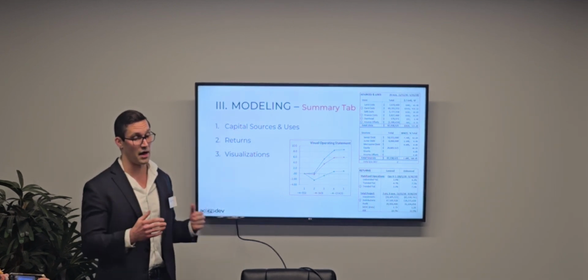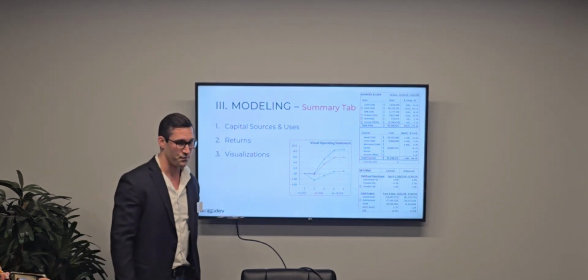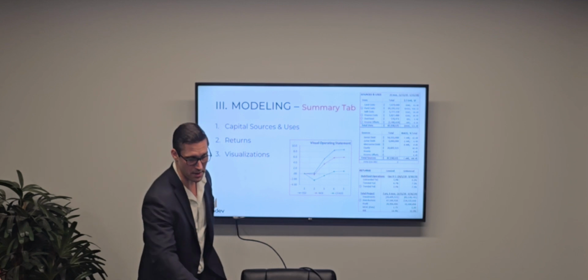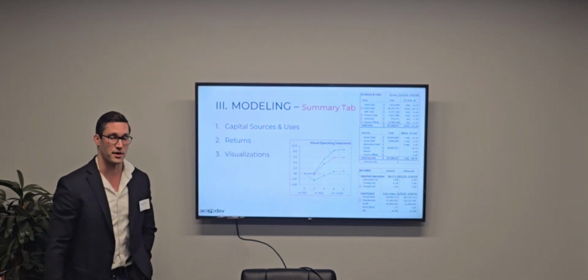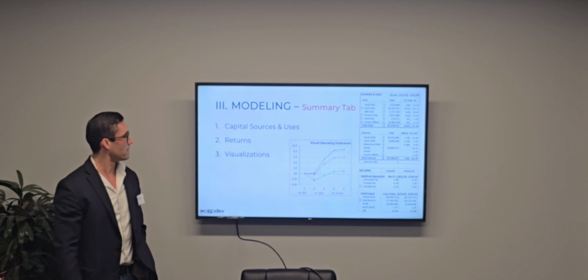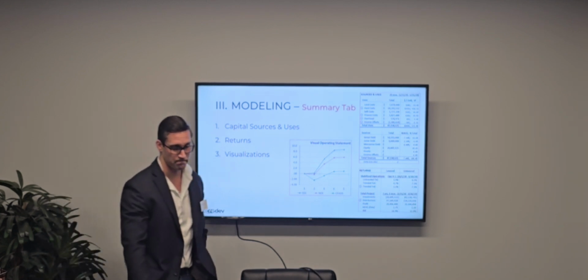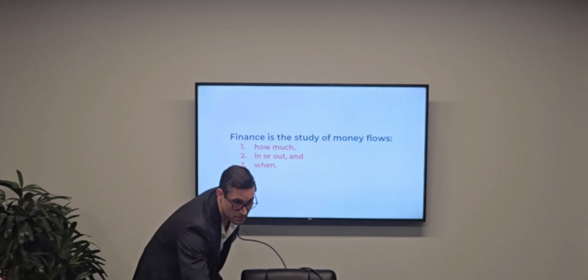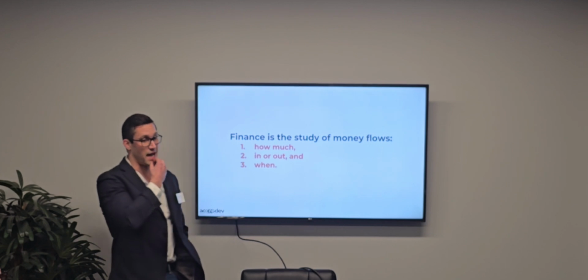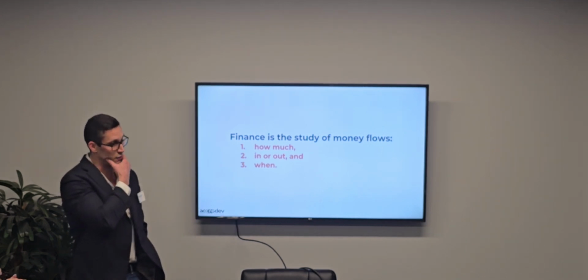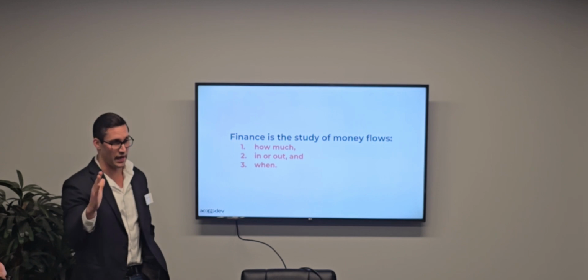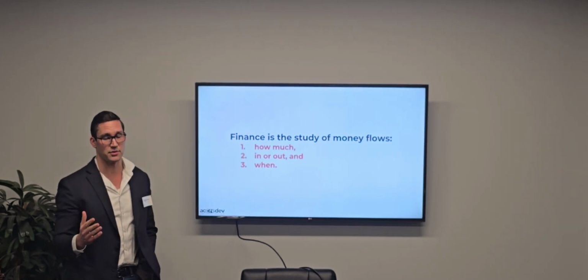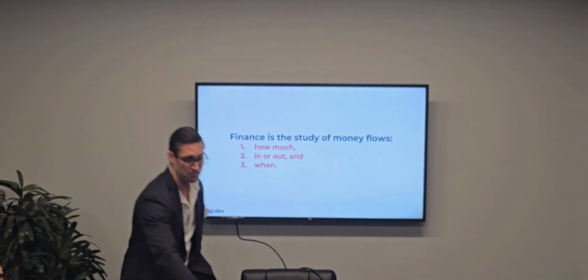So I have a lot of visualizations in my model, and sometimes they can be a bit much, but I'm a big fan. So to me, that's kind of the holy trinity of what should be in your summary. And again, I'm just going to go back to this axiom here. In finance, it's the study of money flows, how much, in or out, and when. And your model, if it answers those questions, will have done its job.